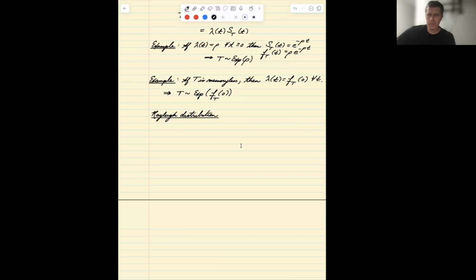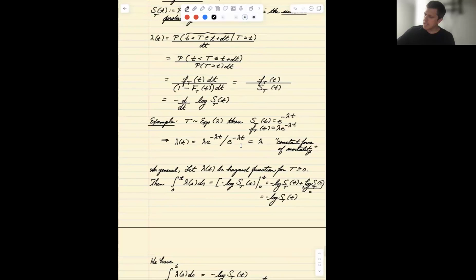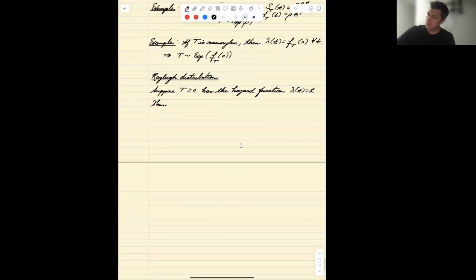So let's now suppose that we have a random variable T, which has the hazard function that is linear in t. So lambda of t equals t. Then based on what we've done up above, we can immediately derive the density and the survival function.